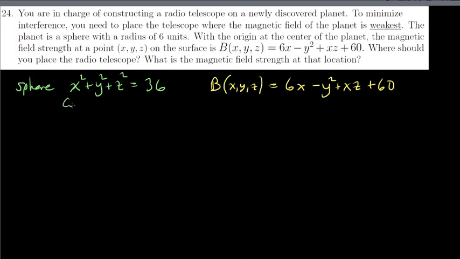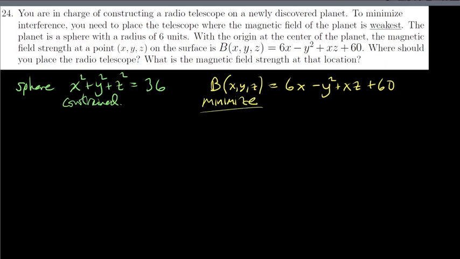So the sphere is the constraint. We're constrained to be on the planet, so we can't dig below the surface and bury the telescope. That wouldn't make much sense. For whatever reason, we could put the telescope in orbit, like the Hubble telescope. But no, here we want it on the planet itself. And this is the function we want to minimize. That's B, that's our function.